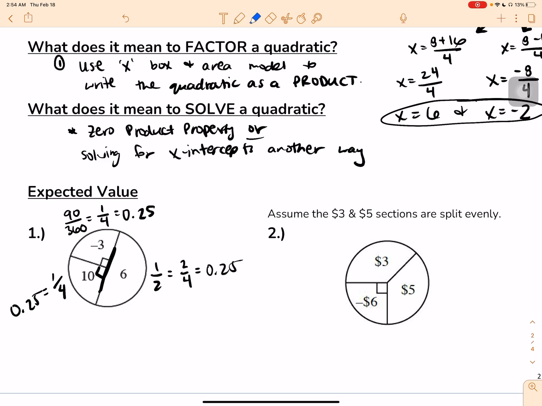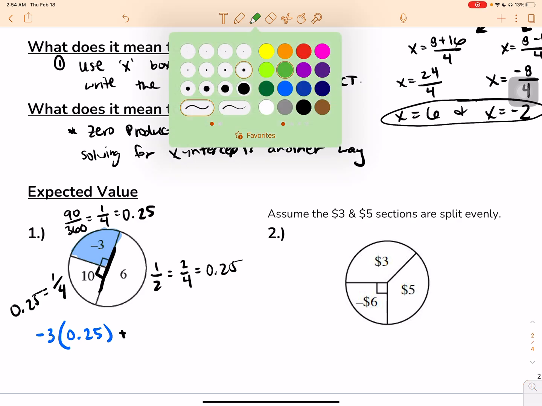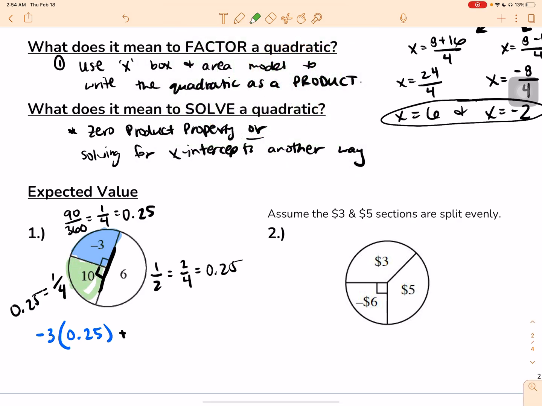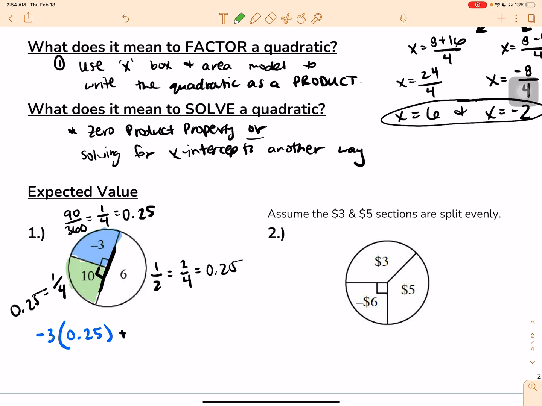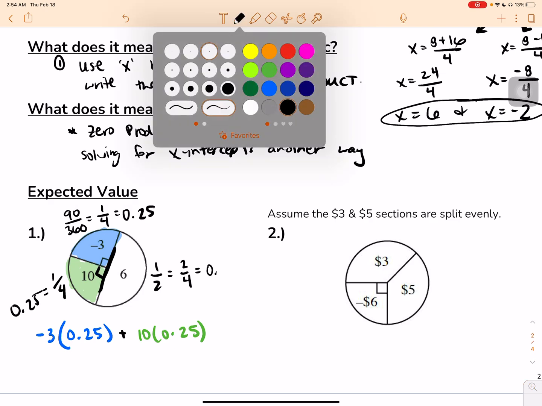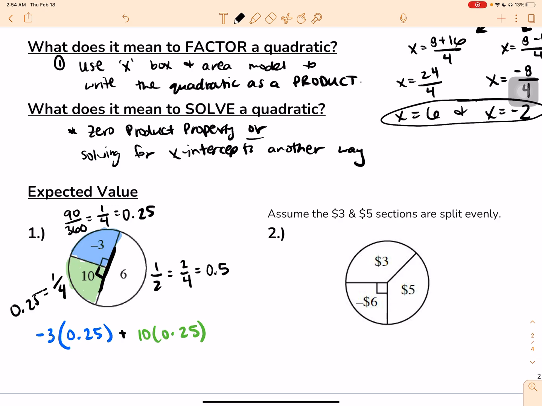So now the expected value, here's what we'll do. I'm going to color code a little bit. So the value of -3 happens 1/4 of the time. That's how often we'll get a -3 if we were to spin this spinner. Plus, let's go ahead and do the 10. We're just going to see if we come out and break even or come out on top, that type of thing. So we have 10 times 0.25. Oops, I made a mistake here. It's not 0.25 for the half. Hopefully you guys caught it. It's 0.5 for the half.